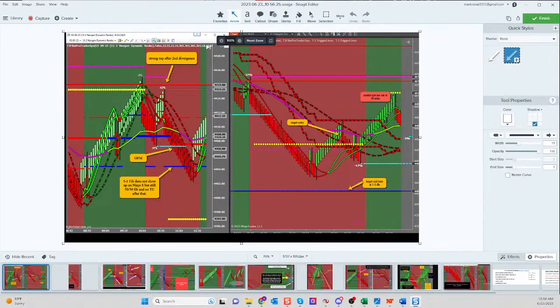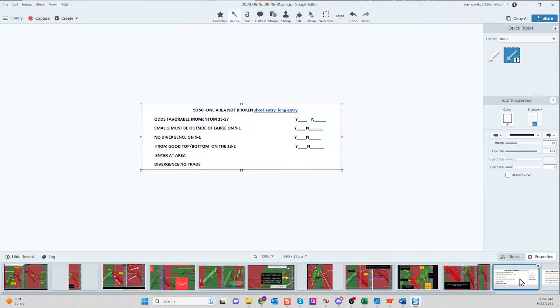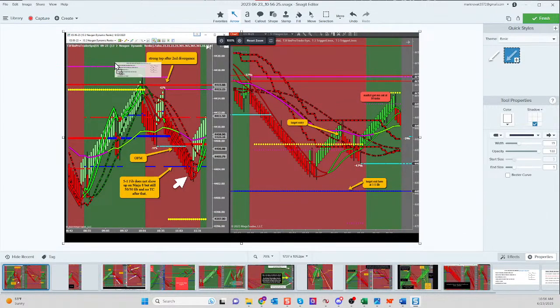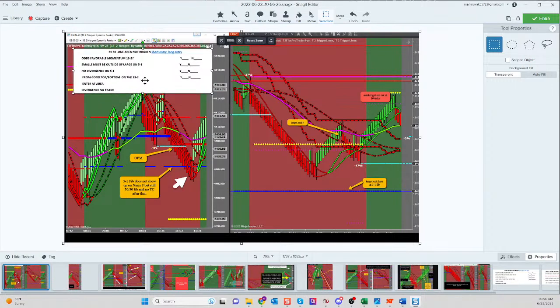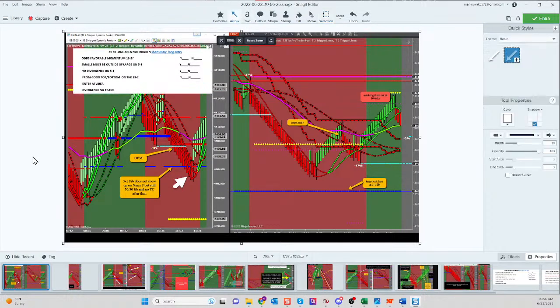What a great picture. Okay, so I'm going to go through the 50-50 trade, right? Smalls are below, larger above. And I'm going to use a checklist. This is one thing that I really like to do, and I think it's going to help you because, man, beautiful. Beautiful entry, Jose. Odds favorable momentum. Let's make that a different color so we can see it.